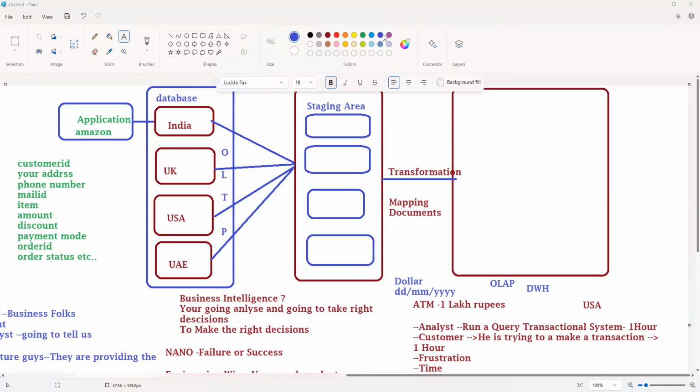Yes, go ahead. They're going to provide money, Kanta. No issues. Carry on.